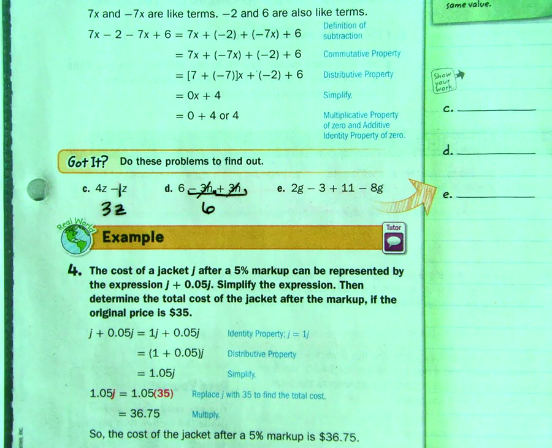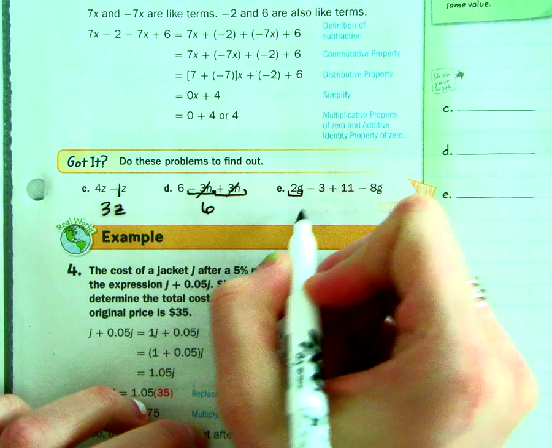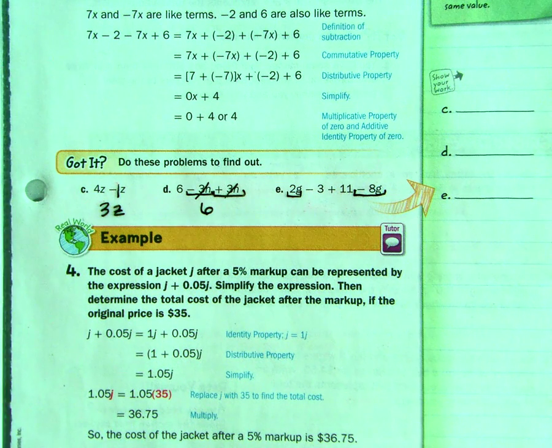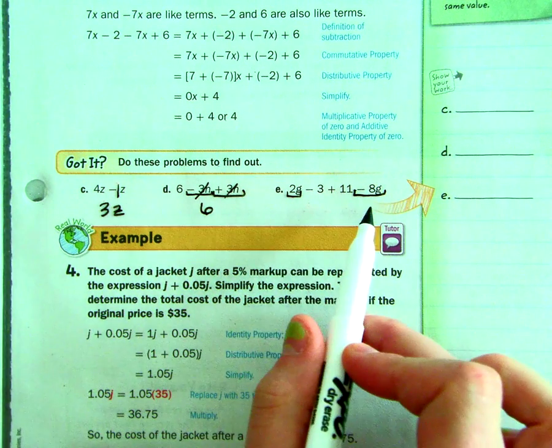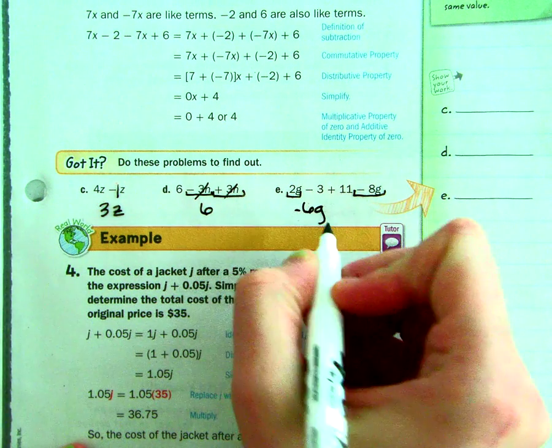When I look at letter E, I start on my left, I have a 2g. I also have a negative 8g. I can combine my g's together because they are a g to the first power. So I have 2 positives, 8 negatives. I make my 0 pairs. I have 6 negative g's left.